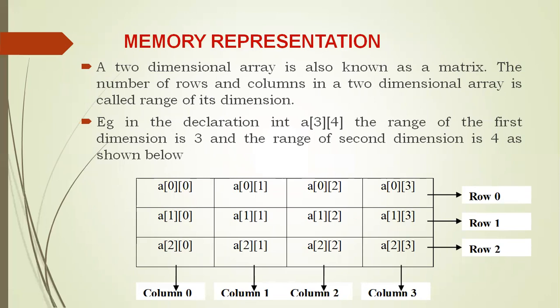So the elements are stored like this. The first row elements have row number 0, whereas the column number will be 0, 1, 2, 3. So it becomes A[0][0], A[0][1], A[0][2], A[0][3]. In the second row, the row number is 1, and again there are 4 columns from 0 to 3: A[1][0], A[1][1], A[1][2], A[1][3]. The last row will be A[2][0], A[2][1], A[2][2], and A[2][3]. So this is how a 2-dimensional array looks. But inside the computer memory, a 2-dimensional array is also represented as a 1-dimensional array only.